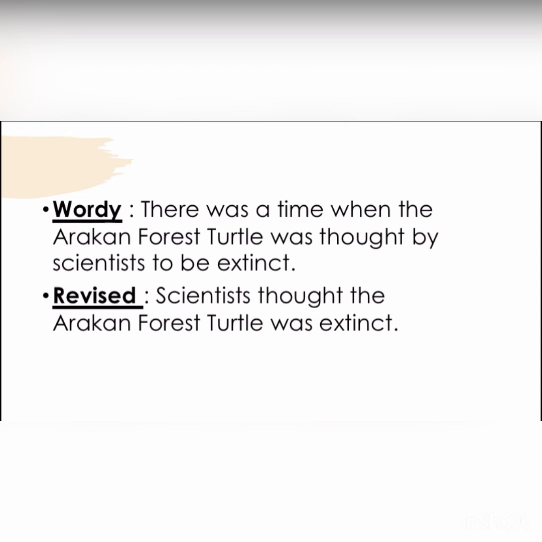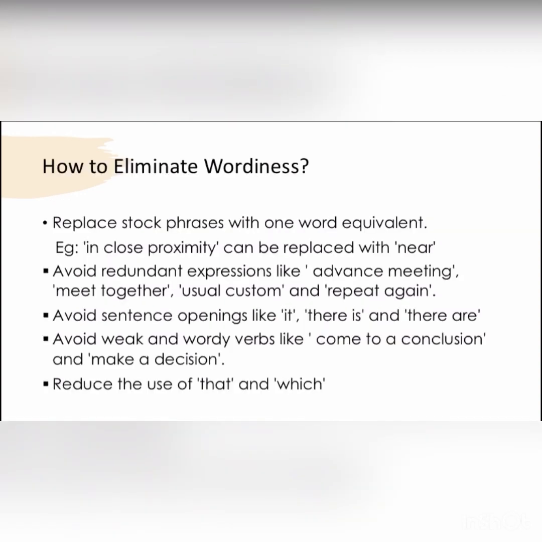Here is an example. A wordy sentence: There was a time when the Arakan forest turtle was thought by scientists to be extinct. This is a wordy, lengthy sentence. A lot of words are used and it can be revised like this: Scientists thought the Arakan forest turtle was extinct. So you got the meaning. You don't have to use a lot of unnecessary words to convey the meaning. So this is an example of a wordy sentence and its revised form.